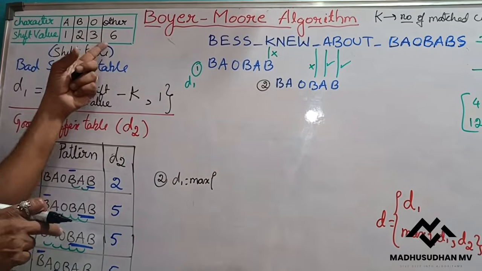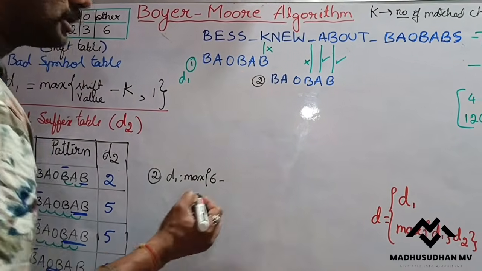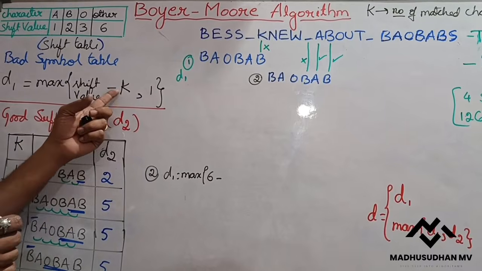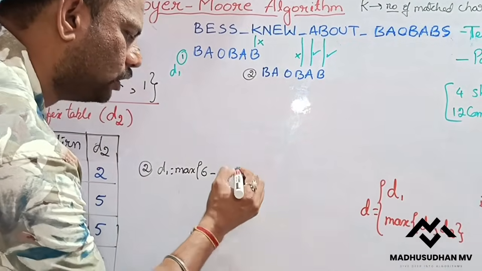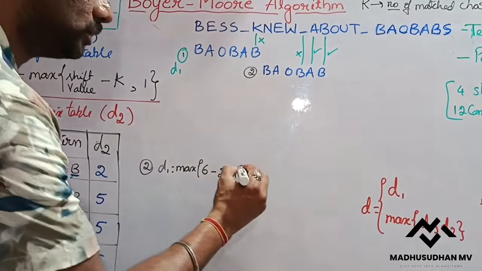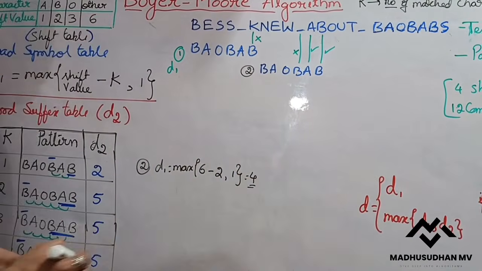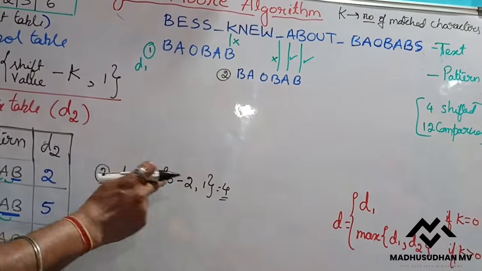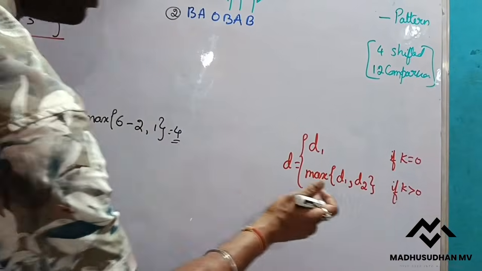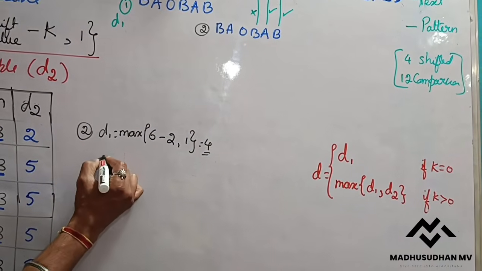The shift value is what? 6 minus how many characters have matched? K value is what? 2 characters matched. 6 minus 2 comma 1, so 4 comma 1. So this is 4. D1 I got 4. Maximum is 4. So now you find D2 also, because when K is greater than 0, I have to use this formula. D1 I calculated, D2 you calculate.